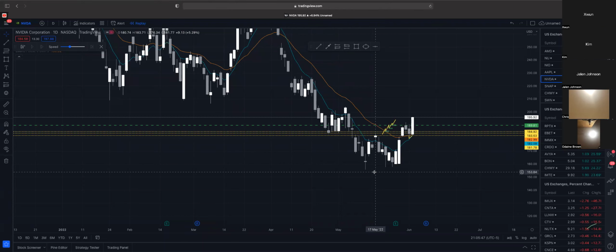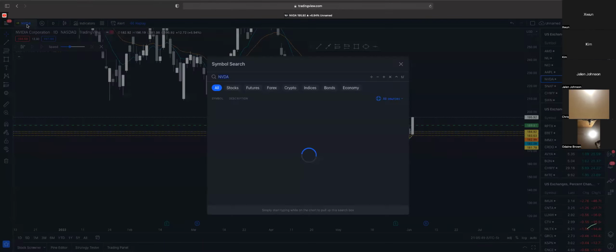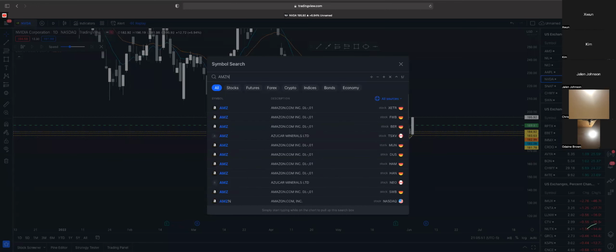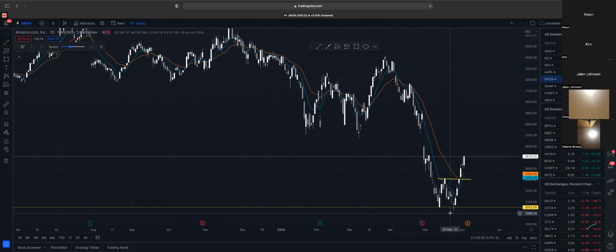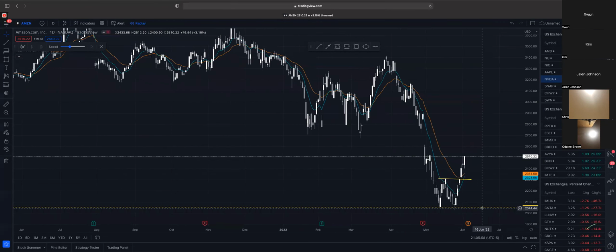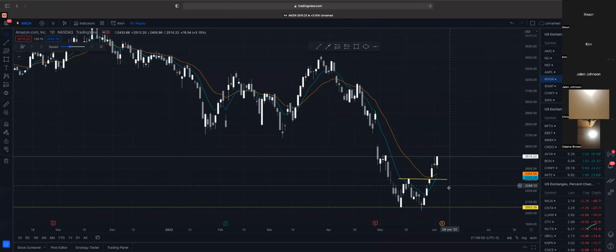Like Amazon, that was money. We knew that Amazon had room. I was literally telling them, this stock of the week, Amazon got a $300 move ready, right? It has so much upside. So that's what I did.